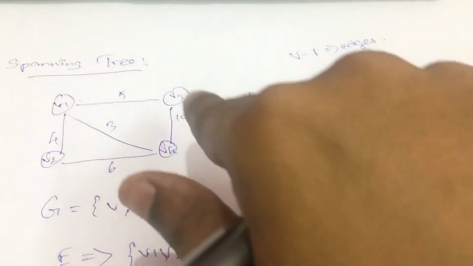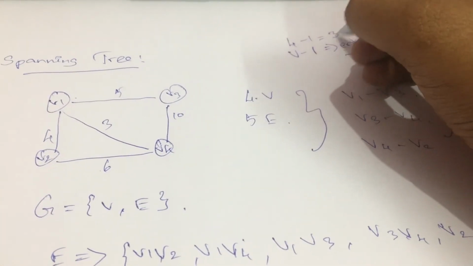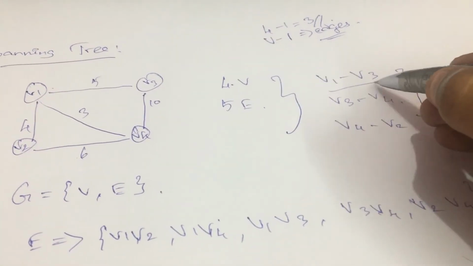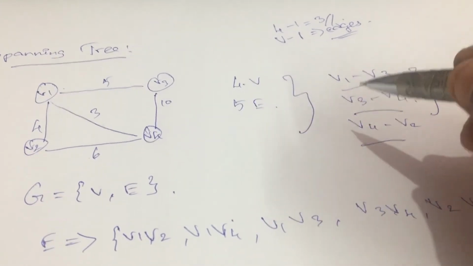For example, here we have exactly 4 vertices, so 4 minus 1 gives us 3 edges, right? Did we receive 3 edges? So 1, 2 and 3. Yeah, we have received 3 edges. So we have to stop iterating through the spanning tree.